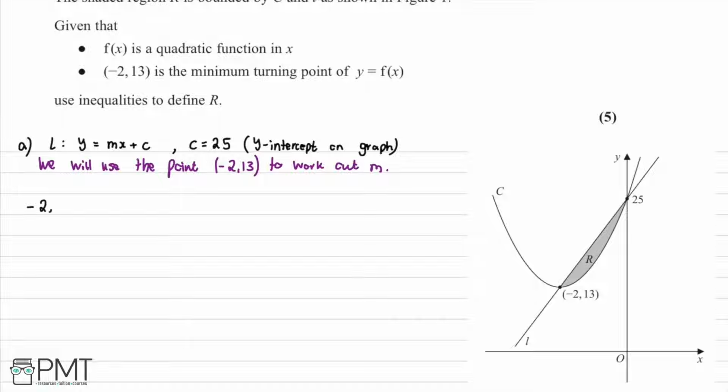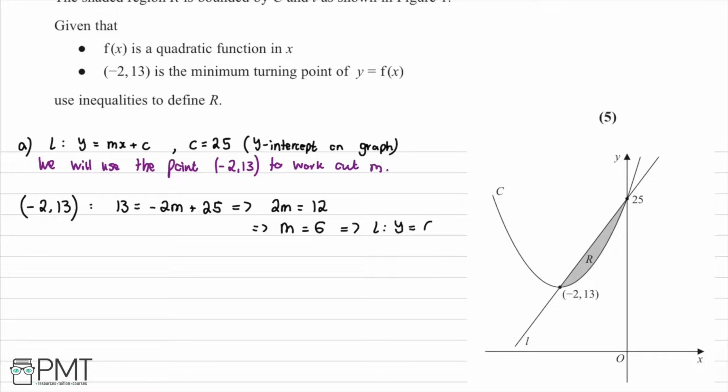So we'll just go (-2, 13), and then substituting this in, we're going to have that 13 is going to be equal to negative 2 lots of m. Then we know our y-intercept is 25, so we substitute that in, plus 25. So what does this lead to? This leads to us having the fact that 2m is going to be equal to 25 minus 13, which is 12. So therefore, we have that m is equal to 6, and this means that the equation of the line L is going to be y is equal to 6x plus 25.